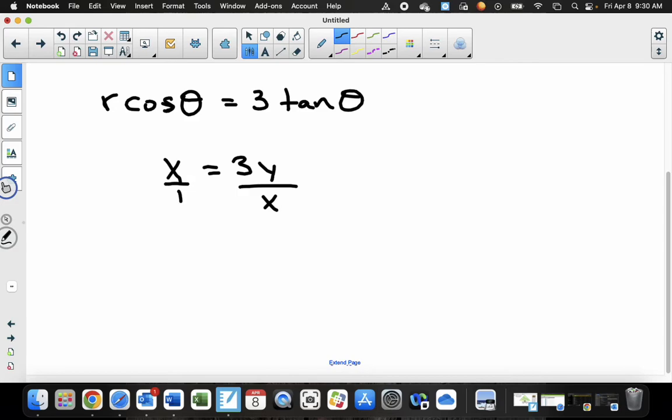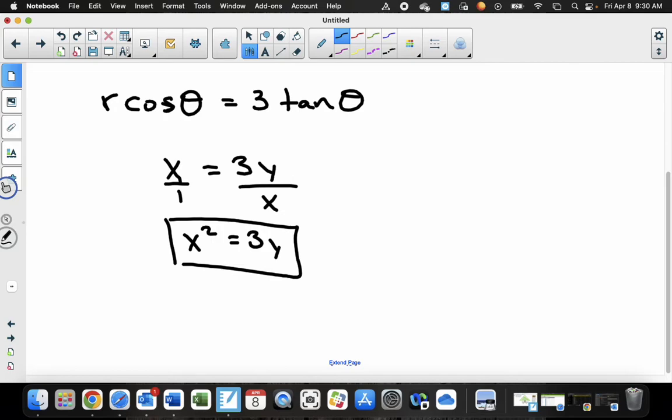Think of this as x over 1, and just cross multiply. Okay? So we have x squared equal to 3y. I'm perfectly fine if you want to stop right there. Okay? I'm happy with that. I'd give you full credit with that answer.